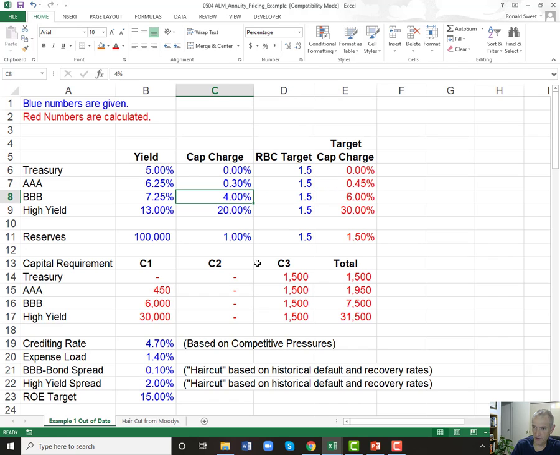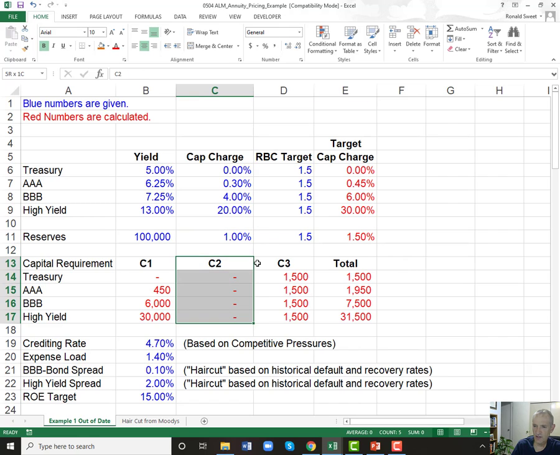Triple B is 4%. So when you adjust it for your capital requirements, that gets you up to 6%. And then high yield, which are the most risky, have a high risk of default, 30% capital charge. And then our C3 risk, I keep it really simple. It's just a 1% charge. You want 150% of that, so that's just 1.5%.